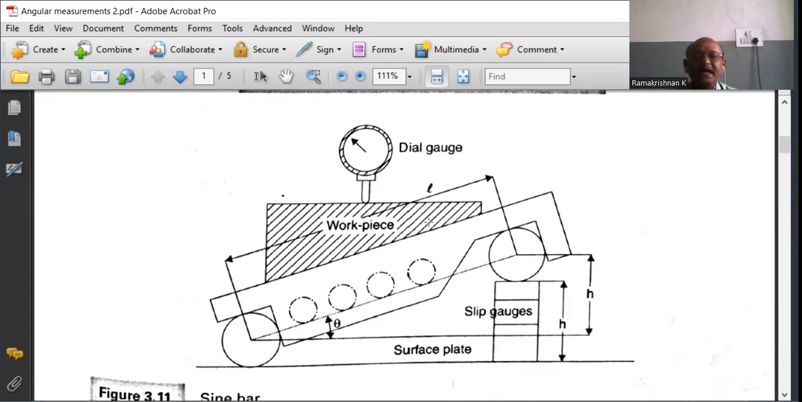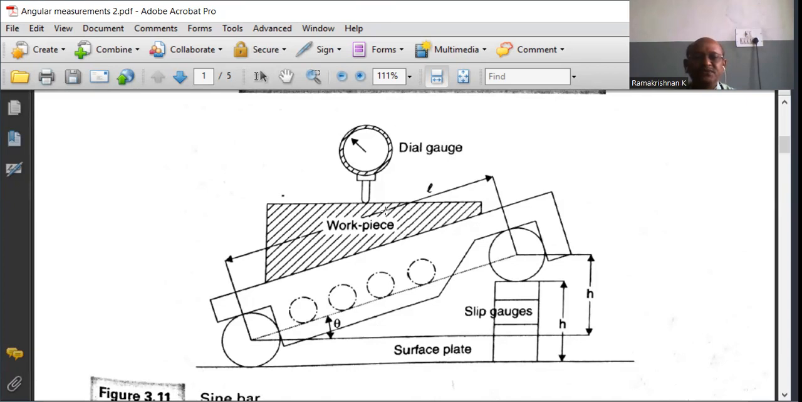Then the roller near the tapered surface is lifted from the surface plate, and in the gap, a suitable combination of the slip gauges is stacked one over the other, so that the tapered surface will become parallel to the surface plate. The slip gauges are stacked by trial and error method. If the slip gauges are kept in a correct manner, the tapered surface is made exactly parallel to the surface plate.